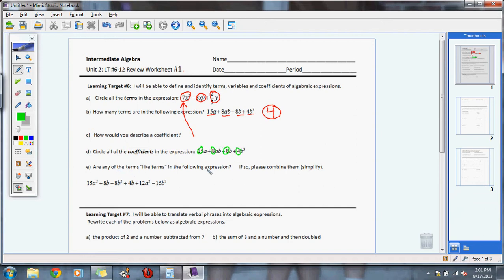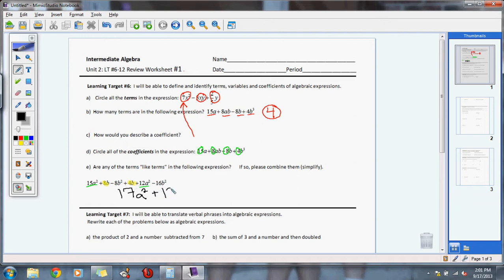Are any of the terms like terms in the following expression? If so, combine them. So I'm looking for any like terms. I see a squared and a squared. So when I combine like terms here, I have 15 of them, I have 12 of them. I just combine them together. That's all I have to do. So 15 and 12 together makes 27a squared. And then looking at the rest of it, do I have any like terms? I have a b here and another b here. So 8 and 4, those are actually going to make 12b.